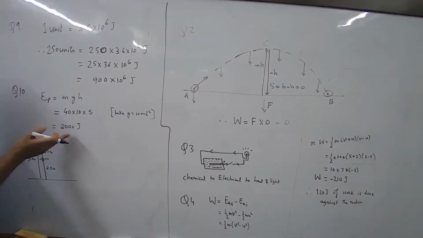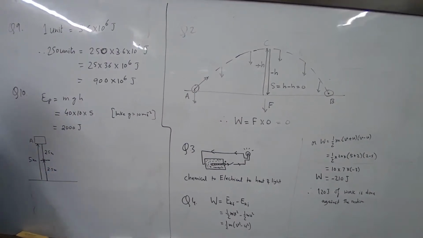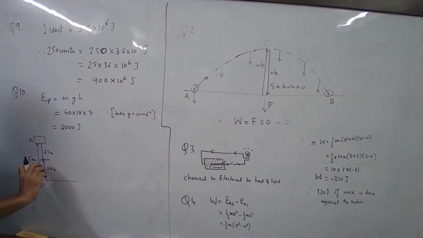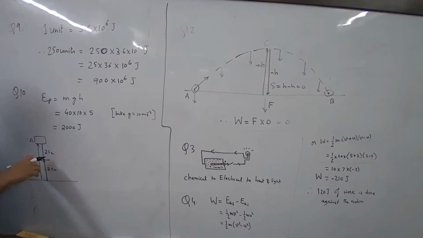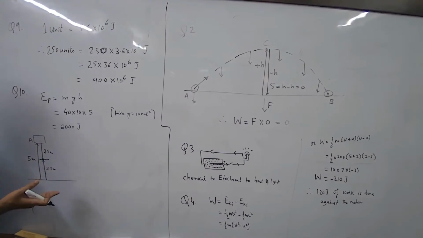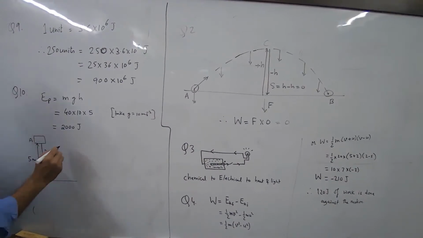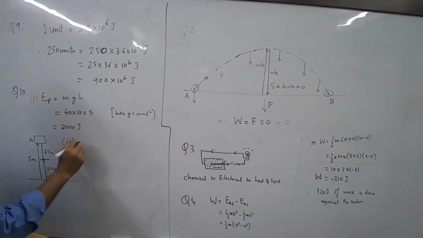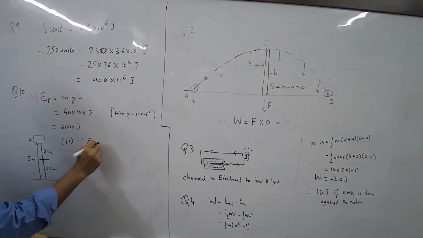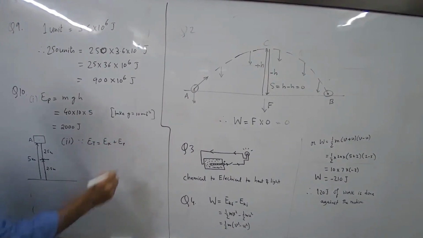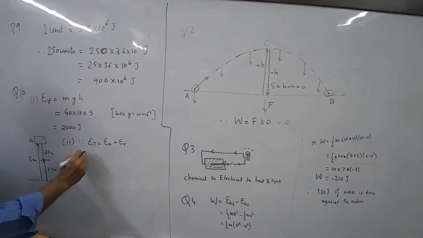So it will be half of this. Got it? If the potential energy reduces to half, that means the remaining half is kinetic energy. Total has to be 2000 only. Got it? So this is the first part. The second part, since E total is equal to E kinetic plus E potential, E total is 2000.